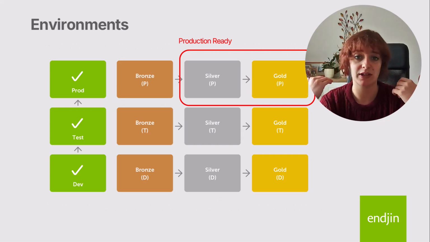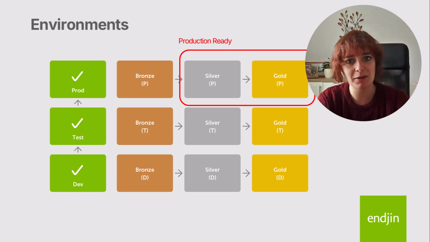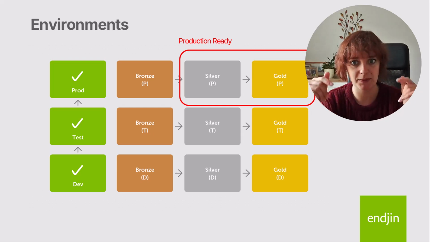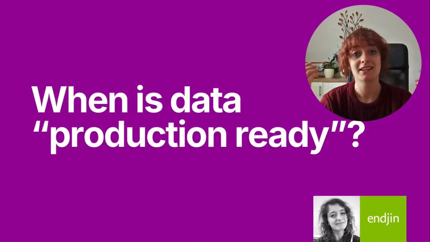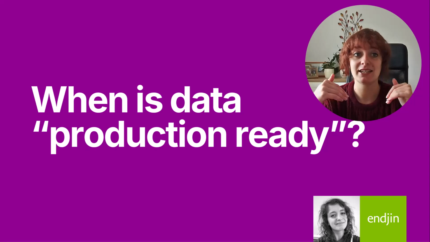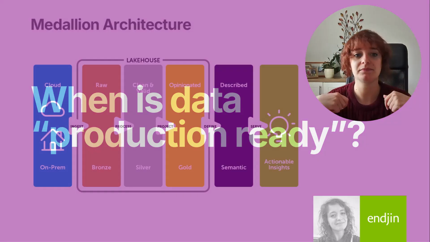It might be used to feed machine learning models and data science experiments, and the results of those may well be client-facing. Therefore, data in your silver tier, in the production environment, is very much production data and should be viewed as such. So, to answer our earlier question, when is data production ready? When you're in your production environment, data is production ready when it is in the silver or gold tier.